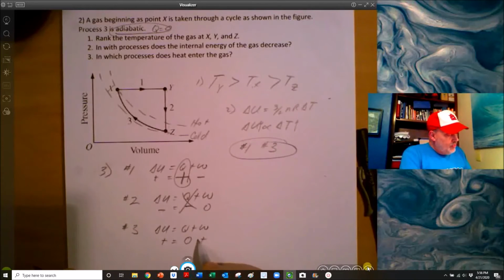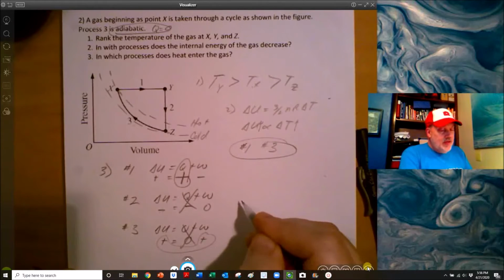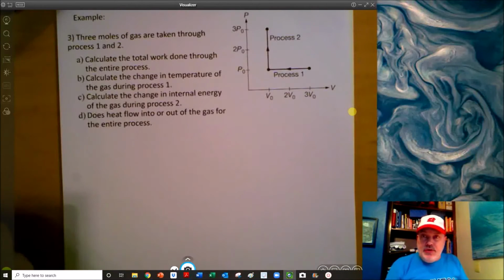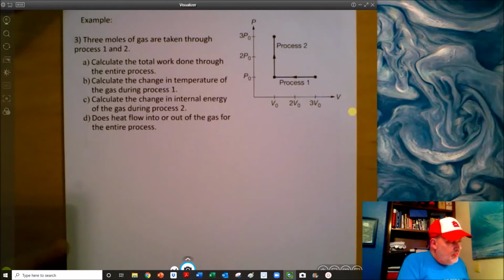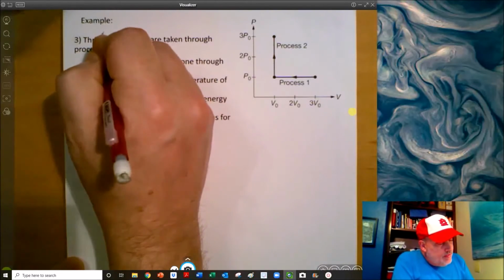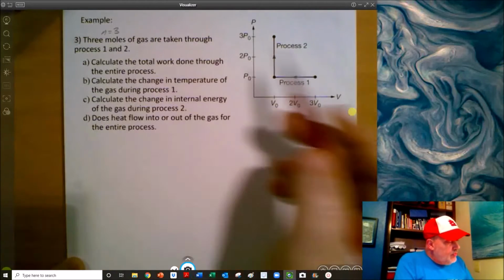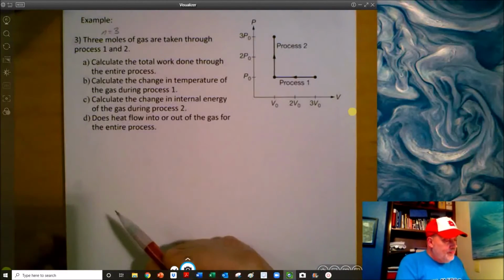So this number, the work, must equal the internal energy, and the heat is 0. So for question number 3, the only process for which heat enters the gas will be process number 1. Question number 3, we have 3 moles of a gas. That means N equals 3, that are taken through the process from 1 to 2.